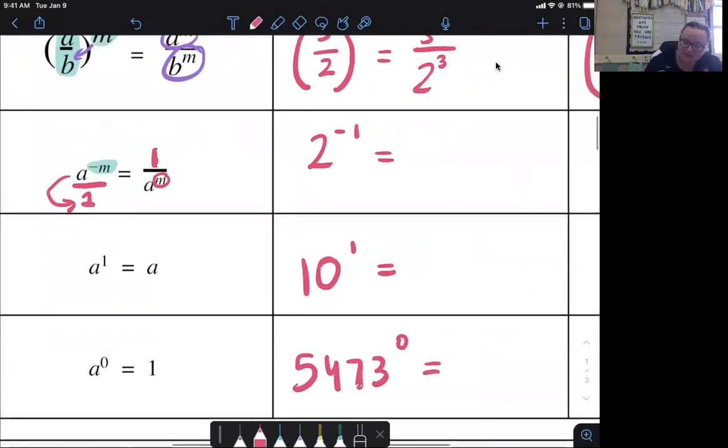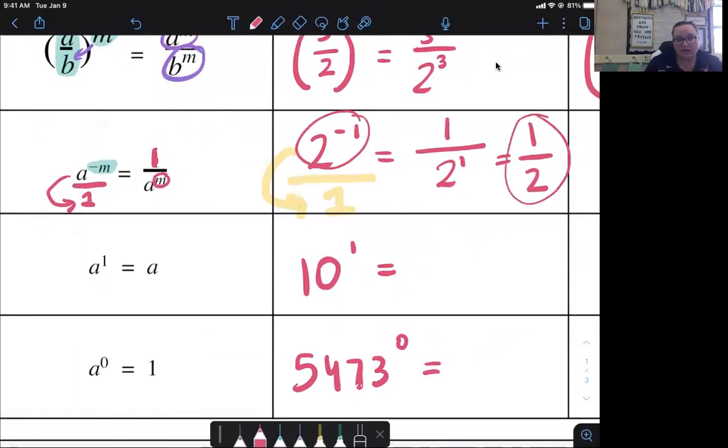So 2 to the negative 1, remember, technically this is over 1, so we're going to move it to the denominator to make the exponent positive. So we keep our placeholder 1 in the numerator, and then we get 2 to the positive 1, which is just 2. So 2 to the negative 1 is the same thing as 1/2.